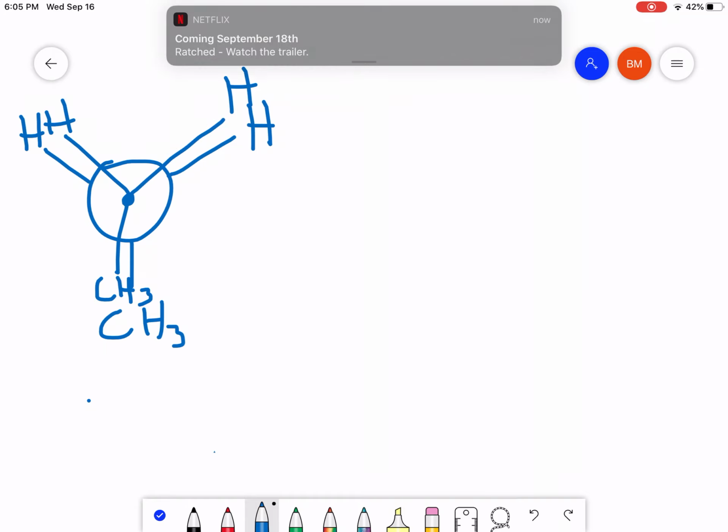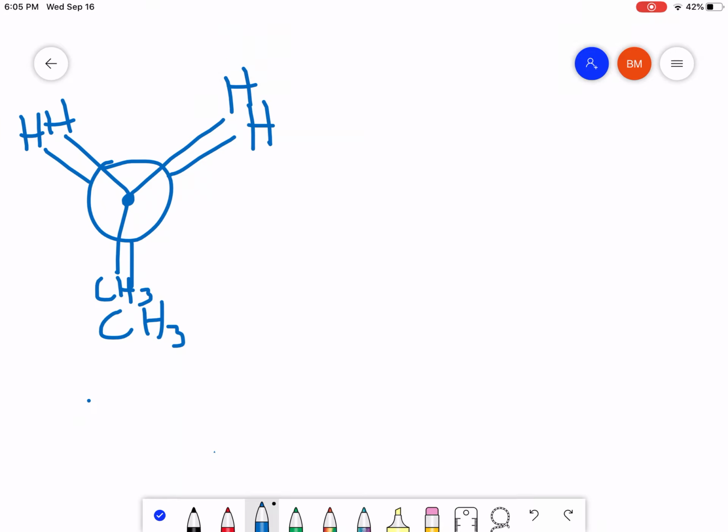All right. Now, again, you'll notice here, this eclipse doesn't look exactly the same as the last one, right? In the last eclipse, we had a CH3 on one side in the front, and an H in the back. And we did that a couple of times, right? In this case, we actually have the two CH3s directly eclipsing each other.